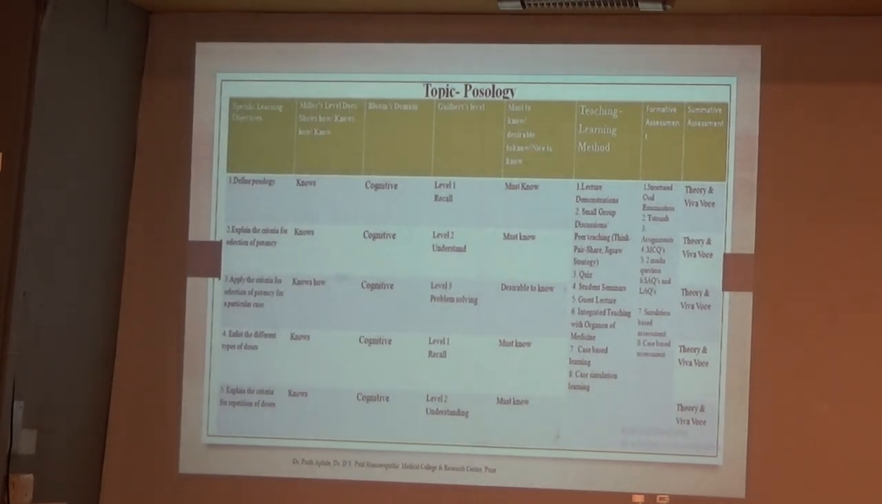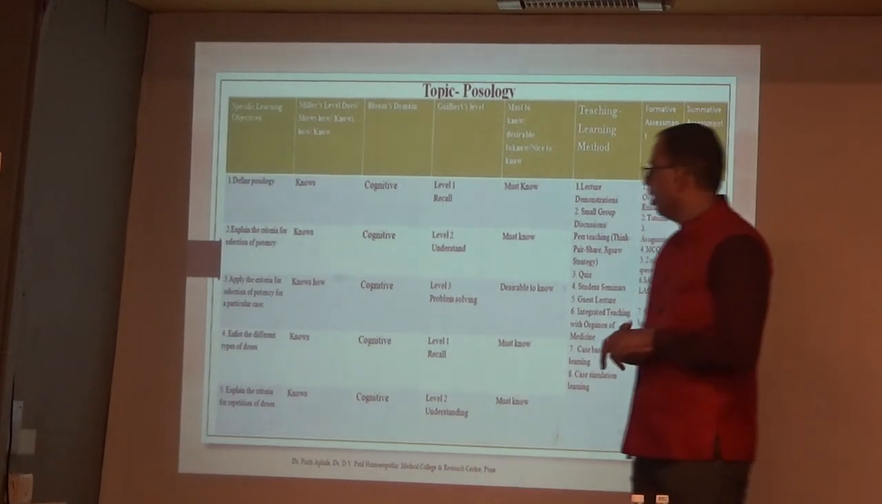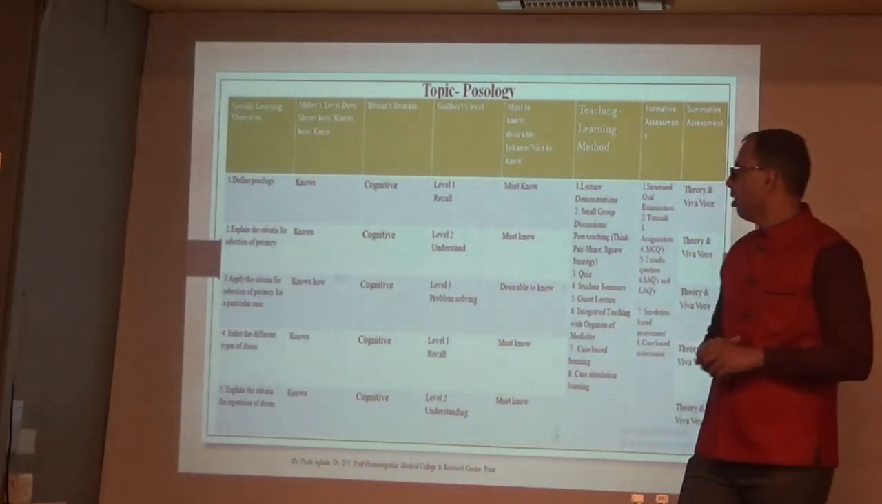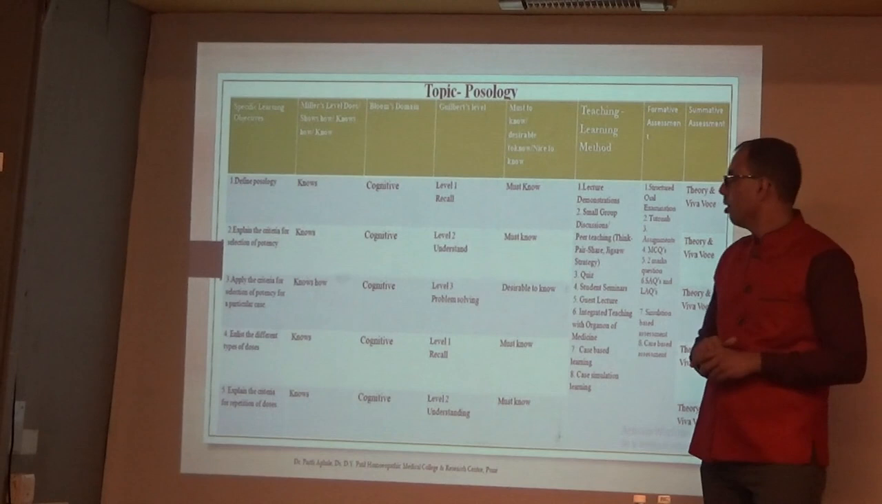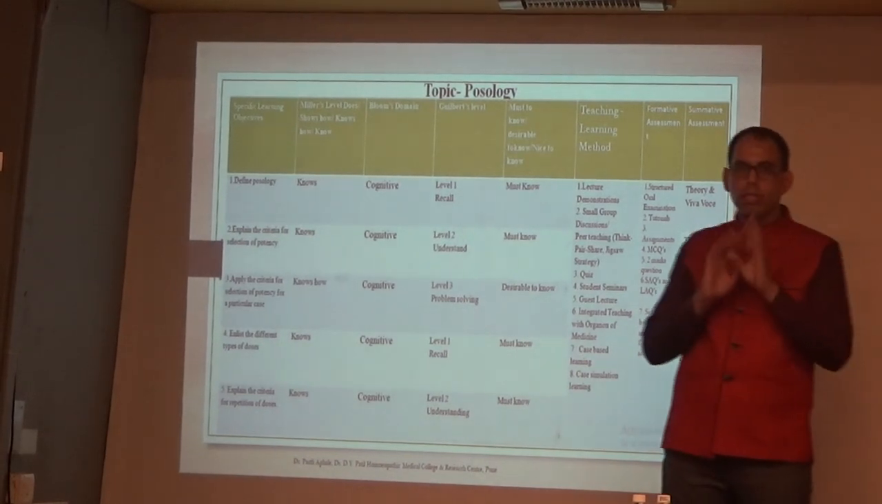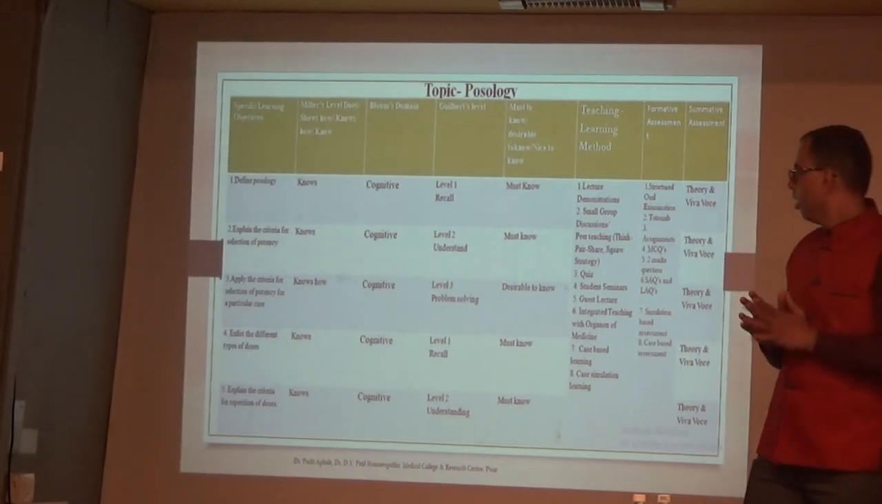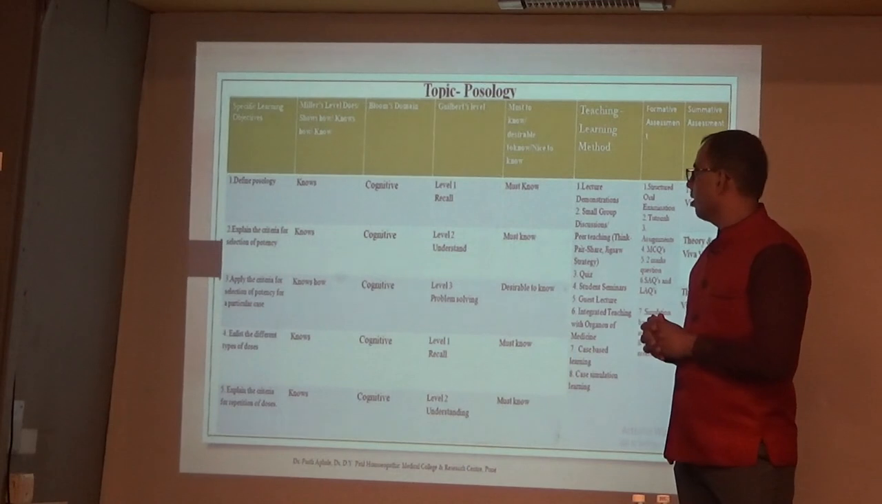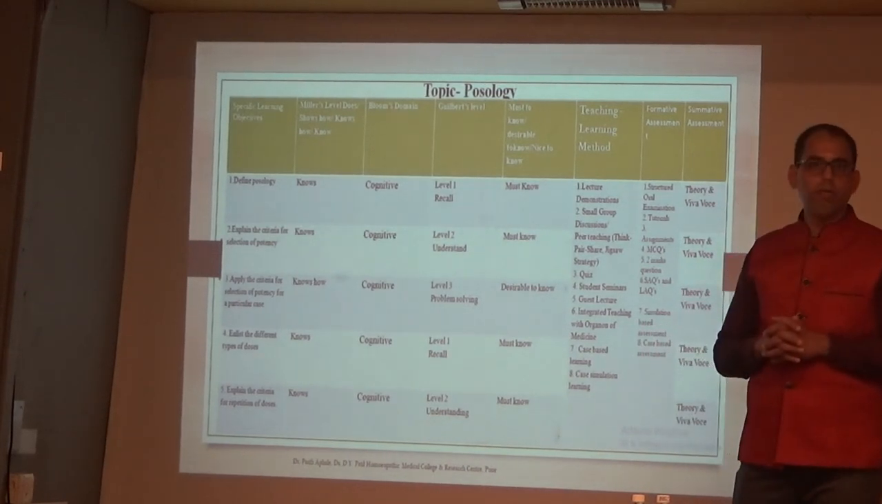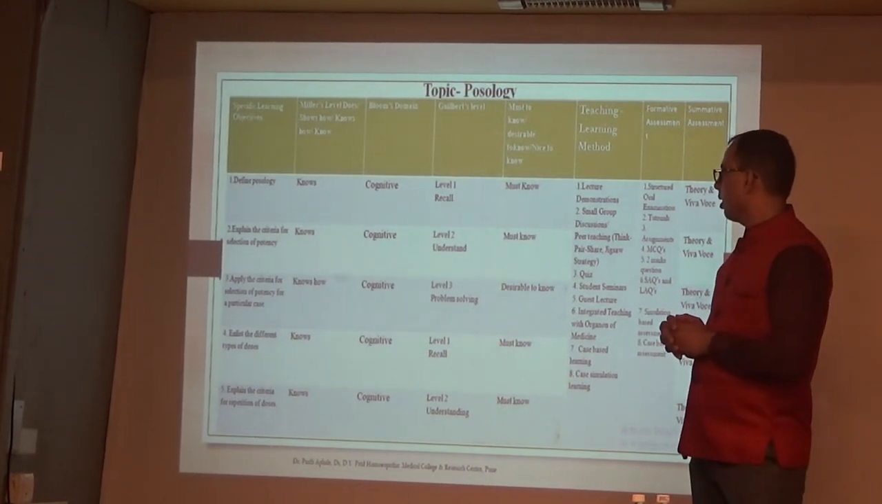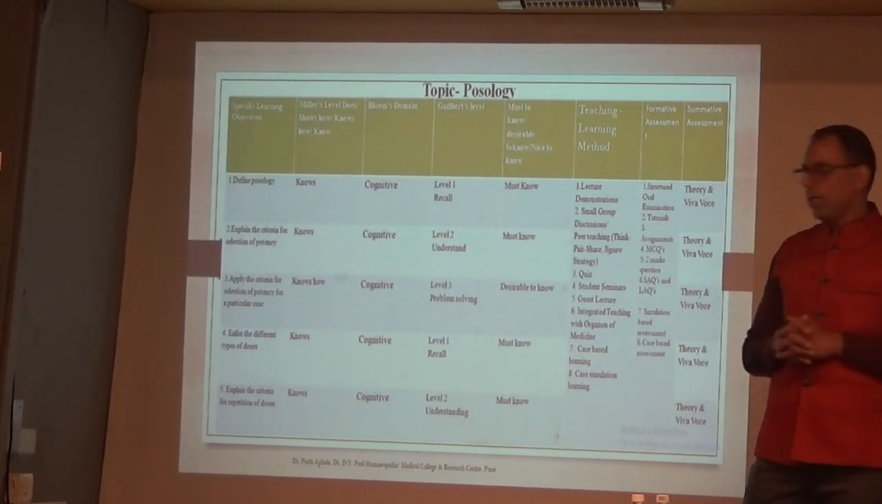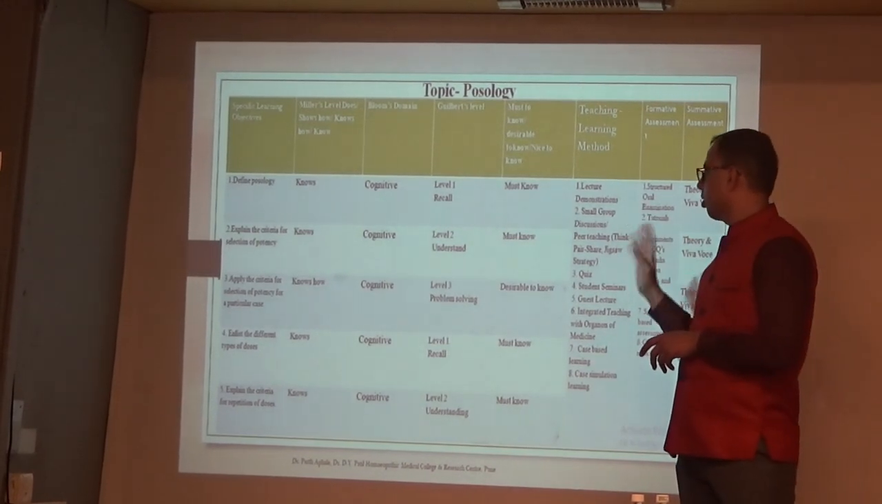SLOs: define pathology, explain the criteria for selection of potency. These two are purely cognitive, coming under NOSE. Level 1 is process, he has to just define. Second, he has to explain. If he has not understood, how is he going to explain? So this is very simple. It comes under the cognitive domain. First SLO comes under level 1 of Gilbert's, that is recall. Second comes under level 2, that is understand, must know.